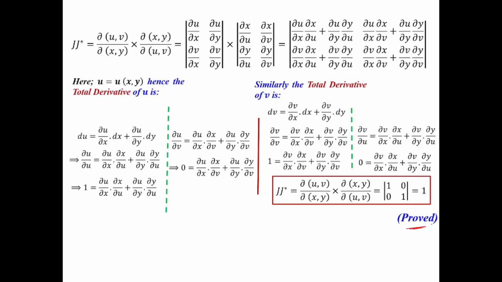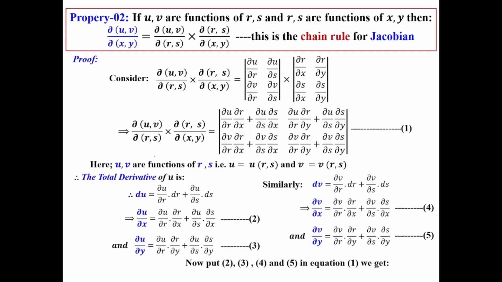Okay. Now we are going to go for our second property. If u, v are functions of r, s, and r, s are functions of x and y, then del(u,v) by del(x,y), or the Jacobian of u, v with respect to x, y, equals del(u,v) by del(r,s), or the Jacobian of u, v with respect to r, s, into del(r,s) by del(x,y). This is also called the chain rule for Jacobians.